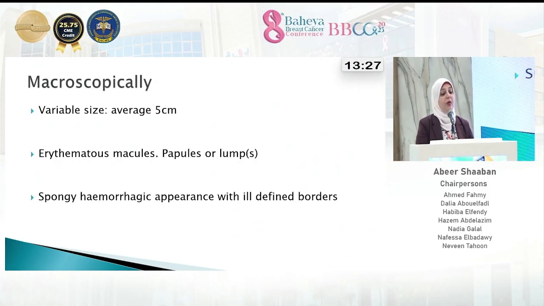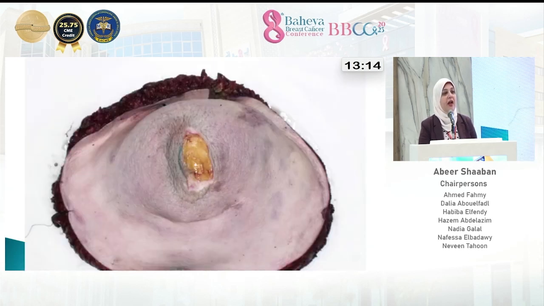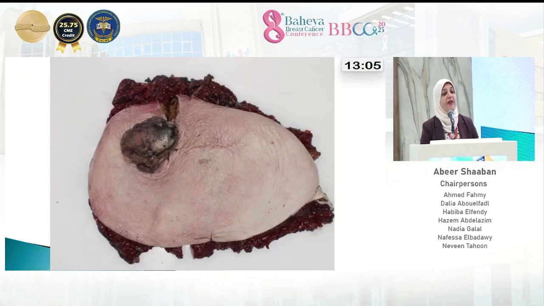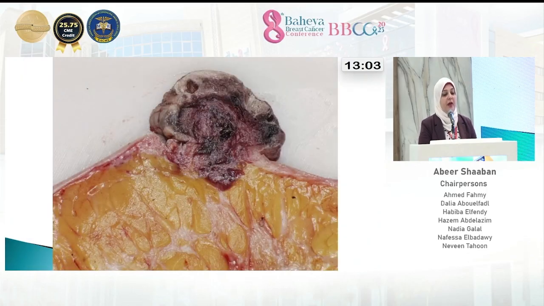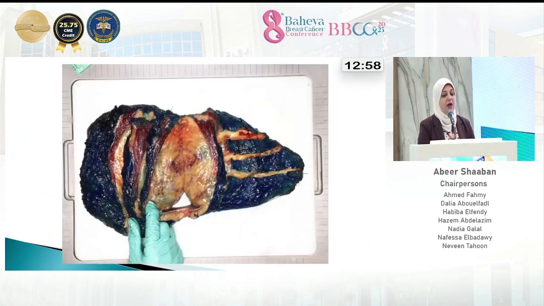Macroscopically, it can vary: macules, papules, a lump. Usually it's superficial in the skin, but can also infiltrate into the breast parenchyma, and it has a hemorrhagic appearance. And these are some examples of cases that we came across. So you can have the patchy bluish discoloration. You can have an exophytic lesion, something like that, and can infiltrate into the breast, or it can be just a deep lesion in the breast.